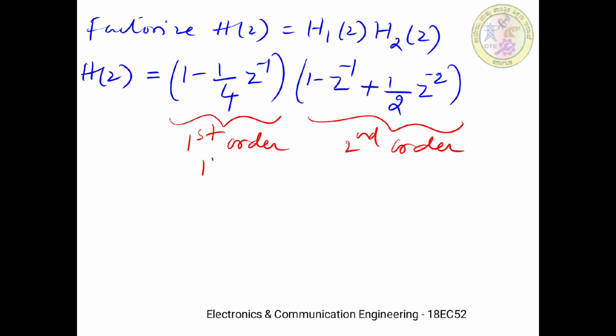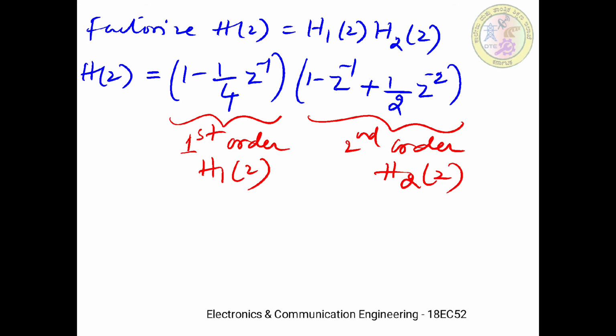Okay, so now this is h1 of z and this is h2 of z. That's why when you perform the cascade realization, the first section will contain the first order section. Next, the second order section will follow. Therefore, now let us derive the difference equations so that we can draw the direct form structures first, and later we can cascade the h1 and h2 parts.